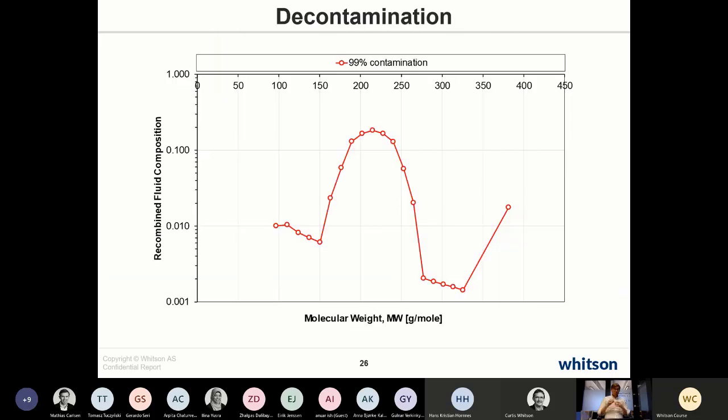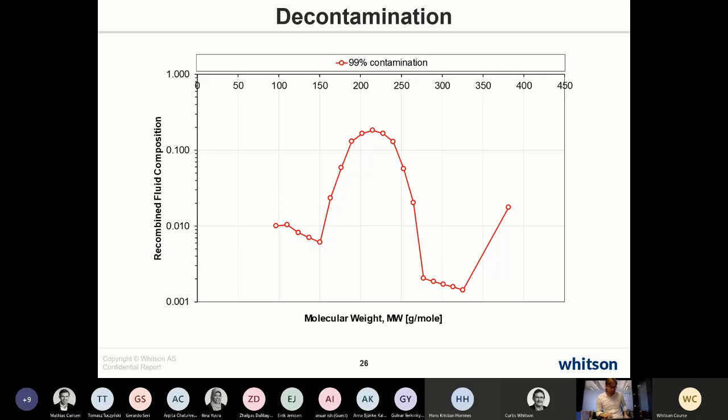And when it comes to drilling with oil-based mud, and you're producing a sample, or you sample from that well and bring it to the laboratory, you might risk actually getting a contaminated sample, and sometimes a very contaminated sample. This is just an example of a 99% contaminated sample, looking at mainly the heavier components from C7 and up to, probably, some kind of C plus in the end there.